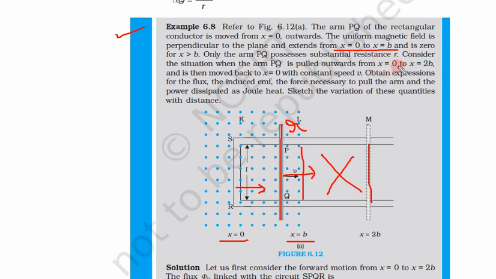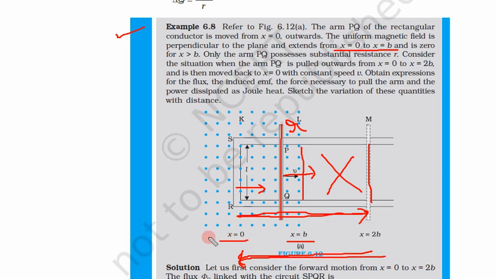Outwards from x equal to 0 to x equal to 2b. So we are pulling it from here to here completely, from x equal to 0 to x equal to 2b. Then it is moved back to x equal to 0. So when completely pulled, we are pushing it back. So this is a kind of oscillatory motion.